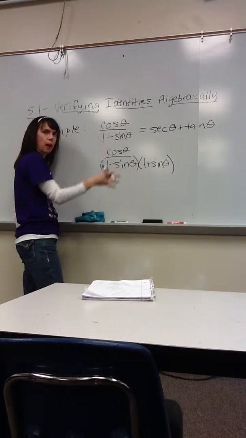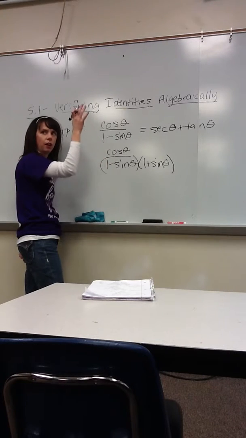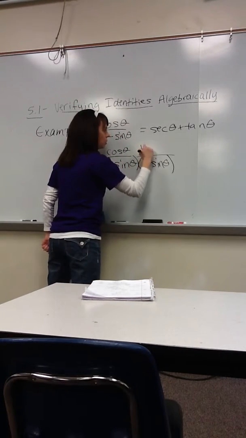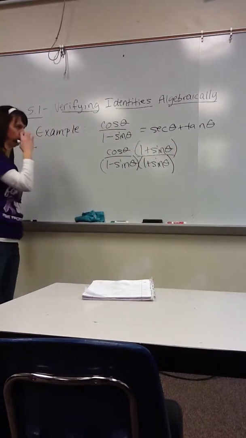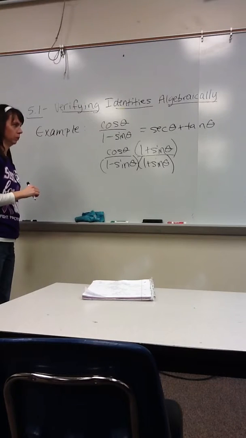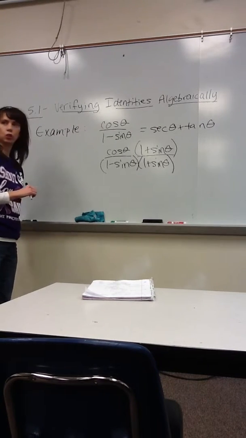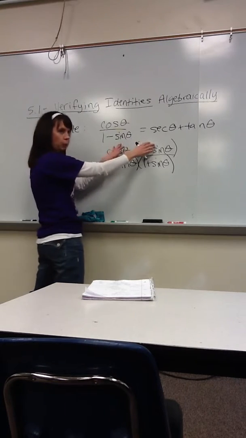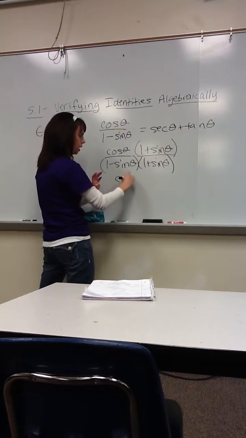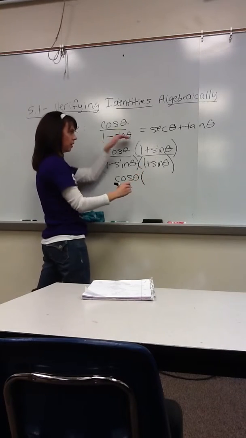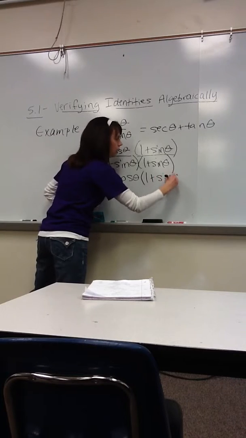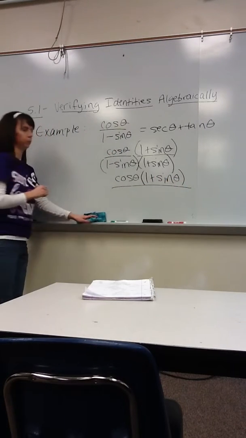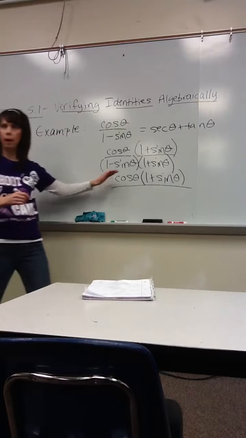But if we did that on the bottom of the fraction, we had to do it on the top of the fraction too. So I'm going to multiply by 1 plus the sine of theta on top too. I'm going to leave the top the way it is right now, just to see if this is going to get me somewhere. If it doesn't, I may want to then distribute the cosine in, but for now, I'm just going to stick to what I have right now. Then we have to FOIL the bottom.